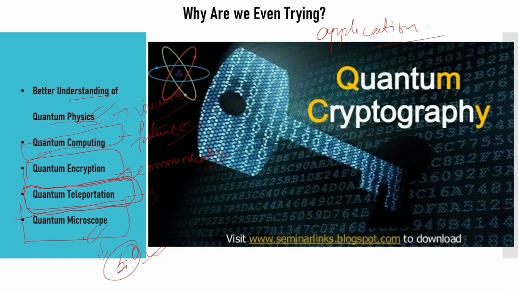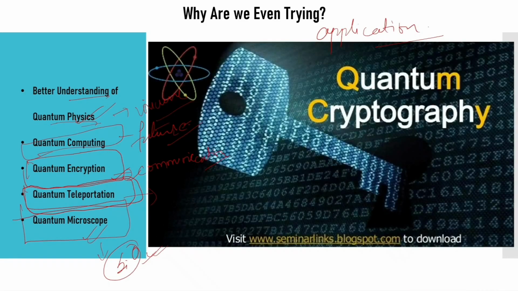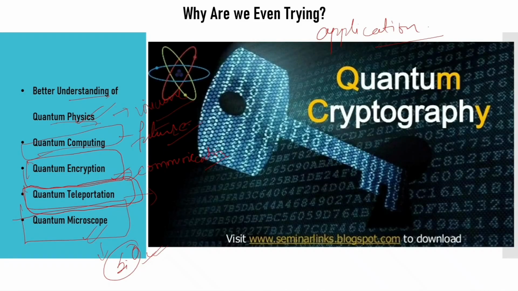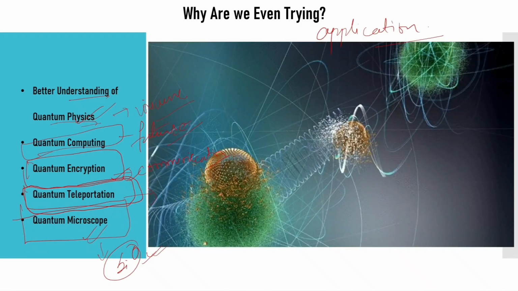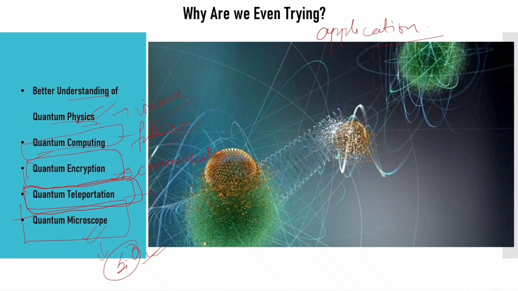So I really hope this idea was clear. Entanglement is nothing but when two states are not independent of each other, rather they depend upon each other. And we have also discussed its limitation and application.